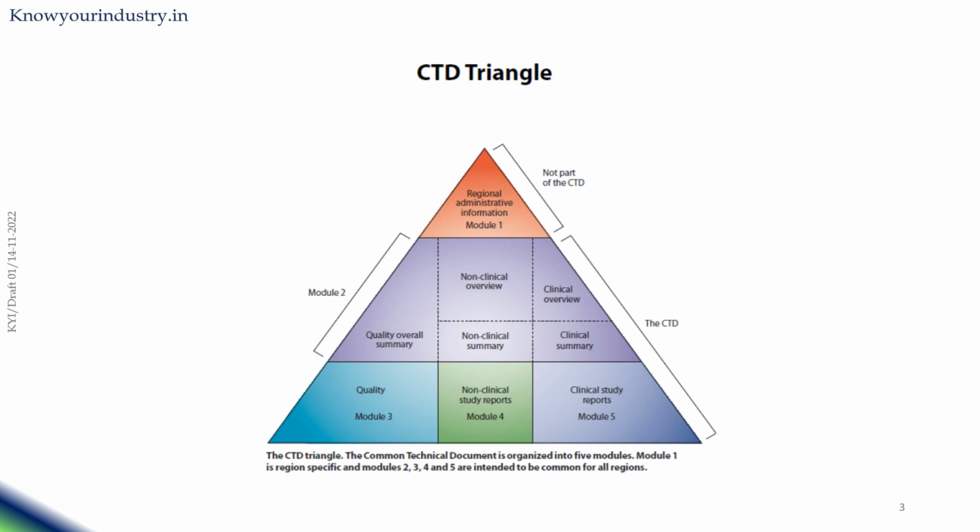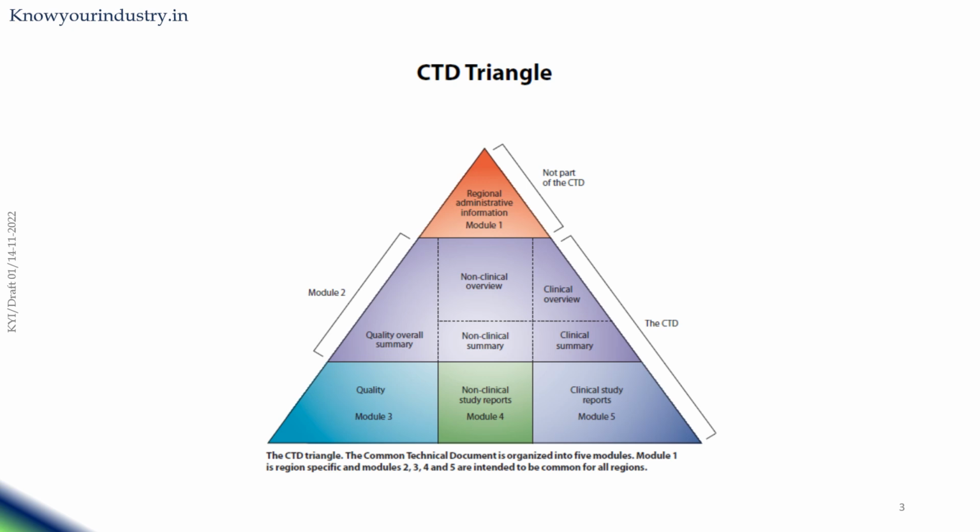This is the CTD triangle which we have seen in the previous modules also. It has two parts, that is a non-CTD part and the CTD part. It has 5 modules. Module 1, 2, 3, 4 and 5. Module 1 is all about the administrative information which is country specific. That is why it is not a part of CTD. Module 3 is all about the CMC information. This is the quality part of the dossier. Module 4 is all about the non-clinical data. Module 5 is about the clinical summary, clinical study data.